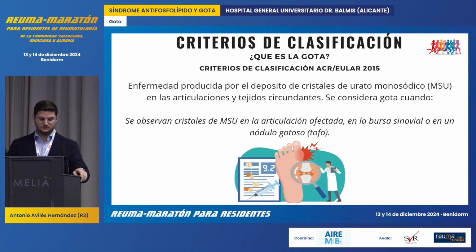We will begin, of course, by defining what gout is. To do this, we will rely on the 2015 ACR-EULAR classification criteria. They define gout as a disease caused by the deposition of monosodium urate crystals in the joints, but also in surrounding tissues. Therefore, it is considered gout when we observe those monosodium urate crystals in a joint, the synovial bursa, or a tophaceous nodule, which is what we will refer to as a tophus.